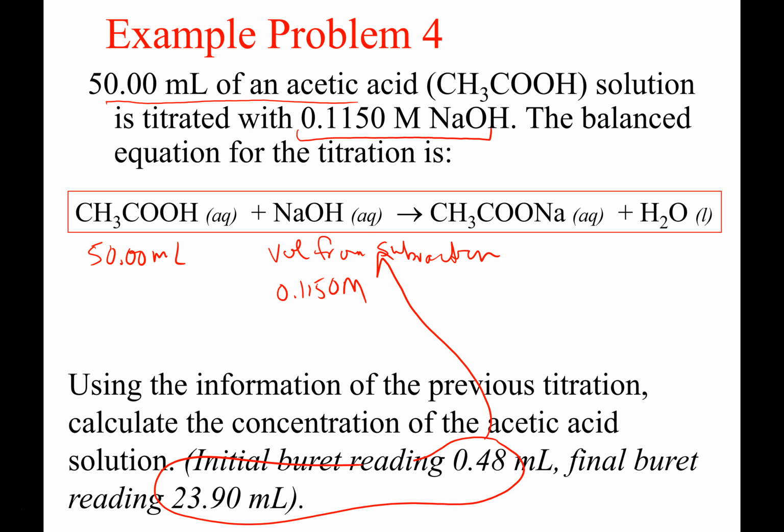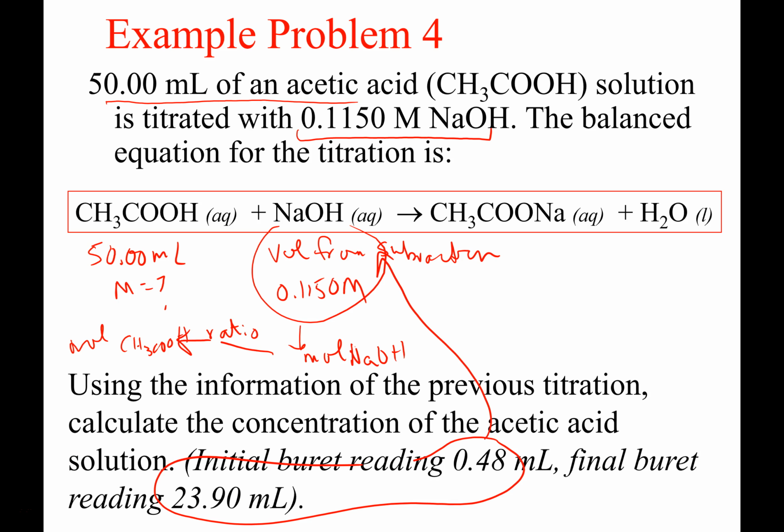Now, are we looking pretty good? So now I have volume of NaOH, molarity of NaOH. I can get to moles of NaOH. And I can use moles of NaOH to go to moles of CH3COOH using the ratio. And then I can use moles of CH3COOH, and if I take this moles and divide it by that 50.00 milliliters, that will give me molarity.